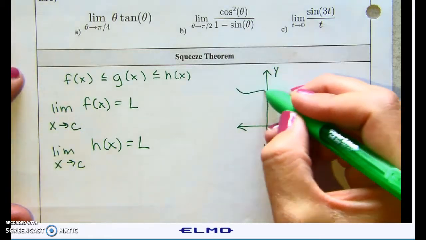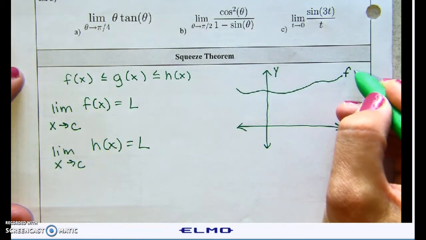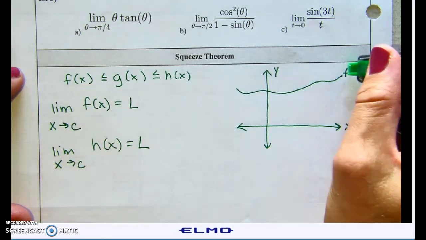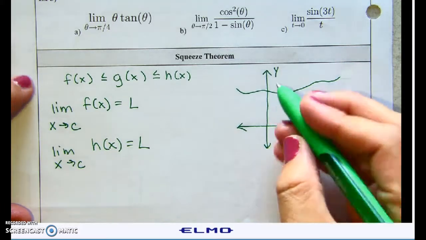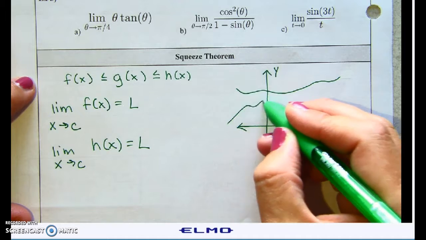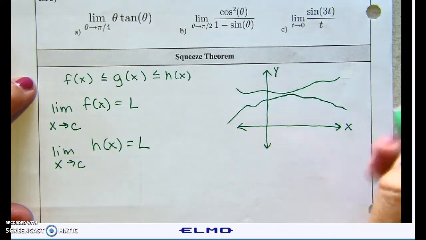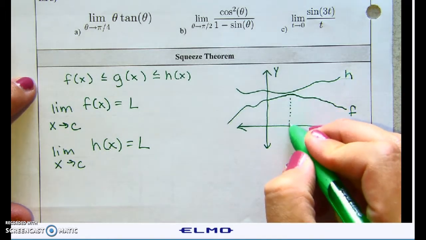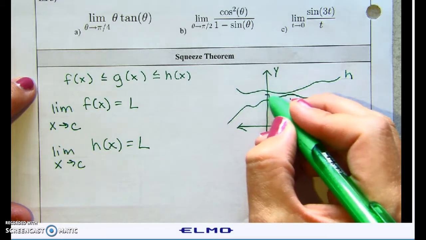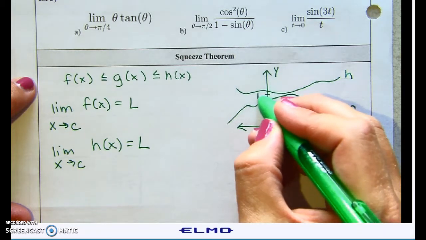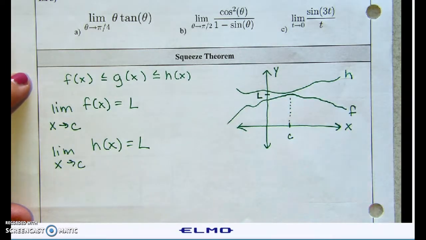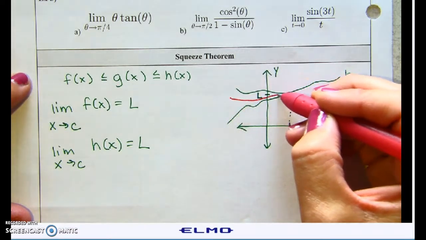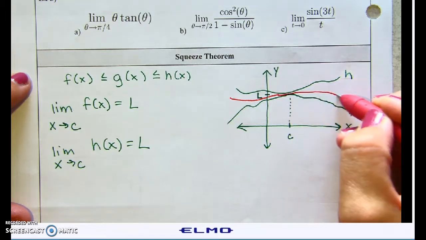Okay, let's say that this is F. F has to be less than these two, so that's not a good F, right? So we're going to say this is F and this is H. Got it? So this would be C, and this here would be L, the limit. Say they're getting really, really close. And then where is G? G is between F and H for all of its whole existence. Okay, this is G.